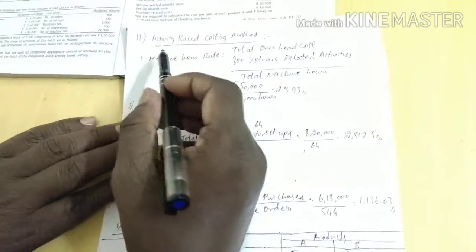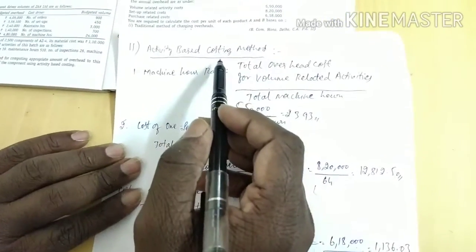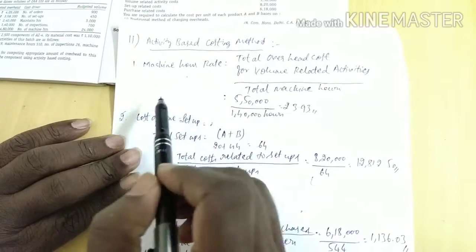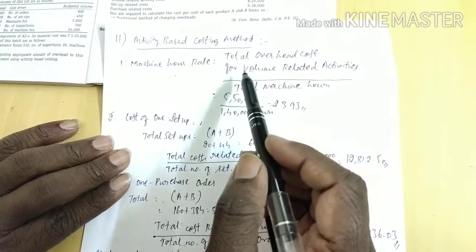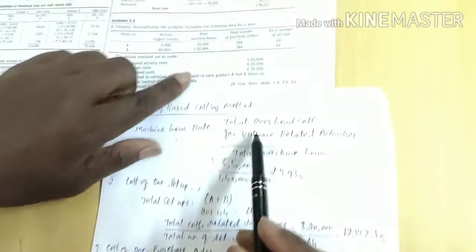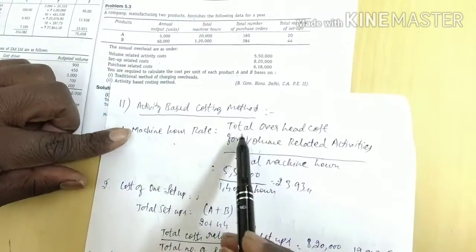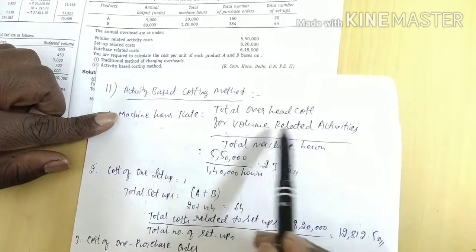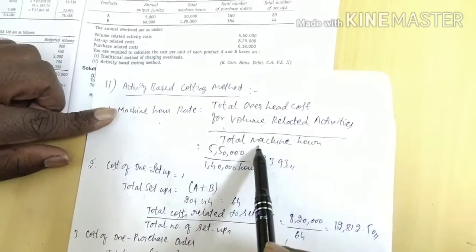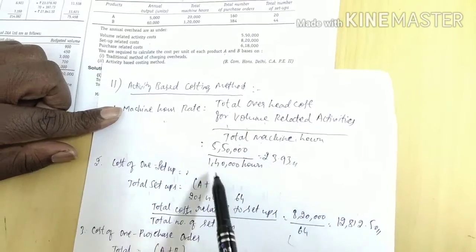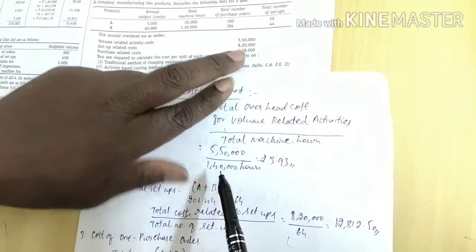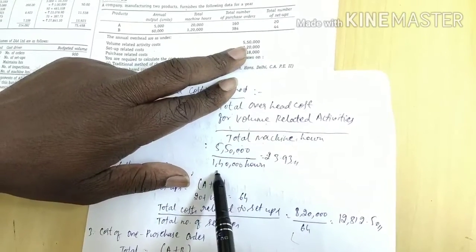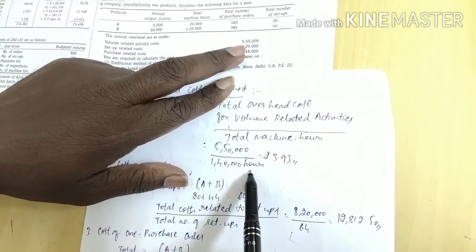Now the second one we should do under the ABC method, that is activity based costing. So we should calculate the machine hour rate. What is the formula? Total overhead cost for volume related activities divided by total machine hours. As per the problem, the volume related activity cost is 5,50,000 divided by 1,40,000 hours.